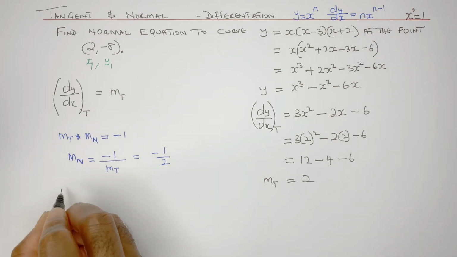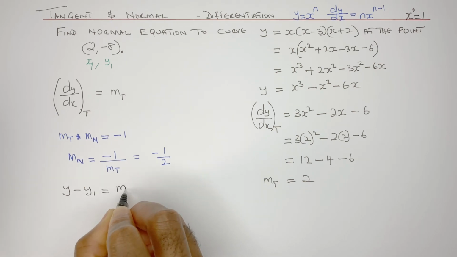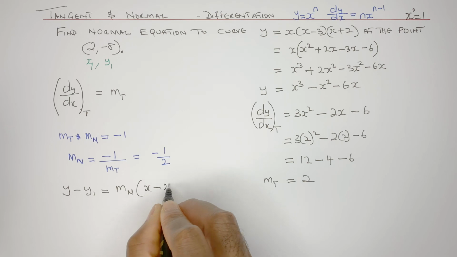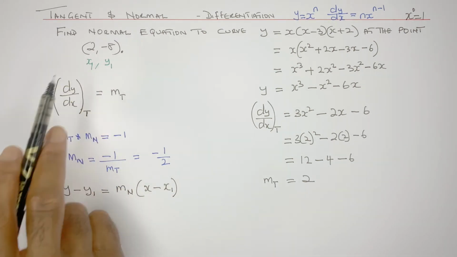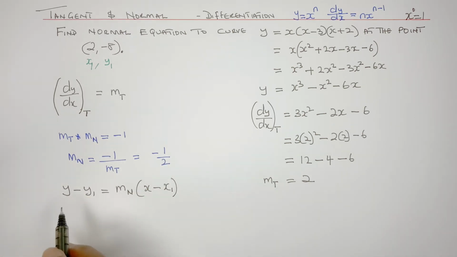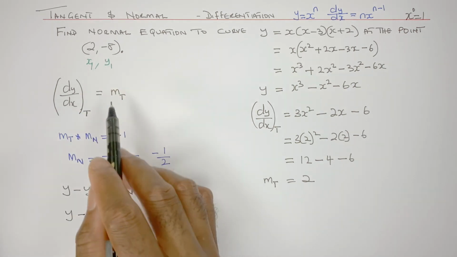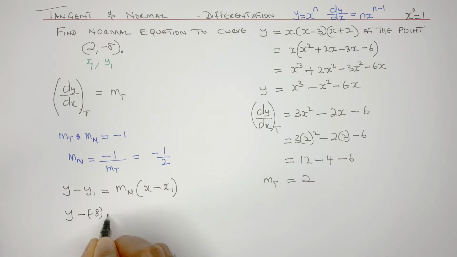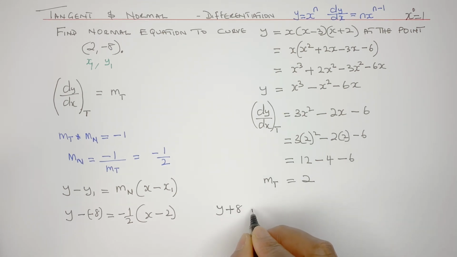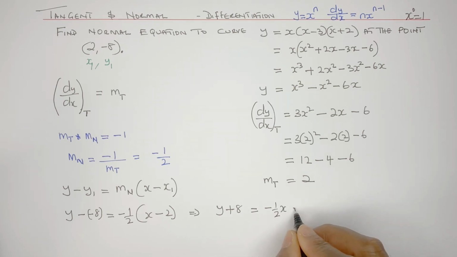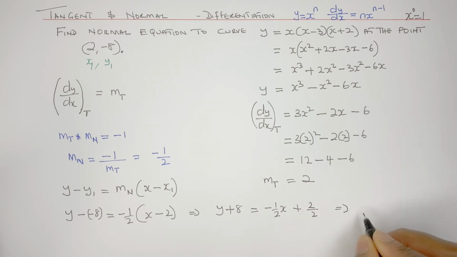To then find the actual equation, we need to use y minus y1 equals m normal into bracket x minus x1. So we can see this is your x1 and that's your y1. So we can plug them in here. And we know the m normal there too. So we get y minus, now y1 is minus 8, so minus minus 8 into bracket there, equals m normal, minus a half, into bracket x minus 2. And that will give y plus 8 equals, that implies, minus a half x plus 2 over 2. That implies y plus 8 equals minus a half x plus 1.